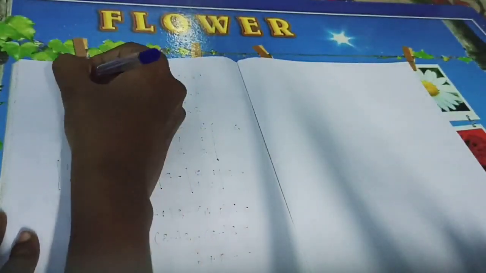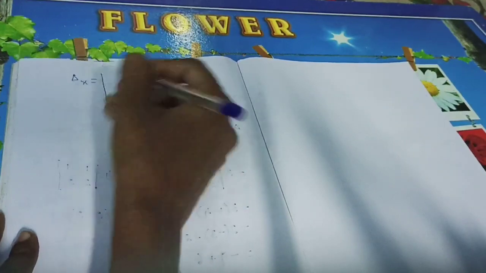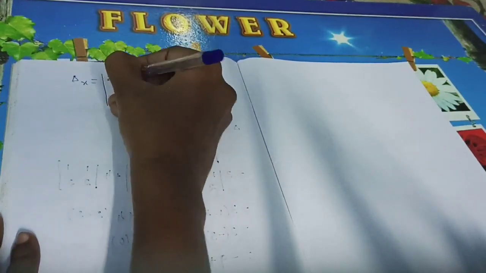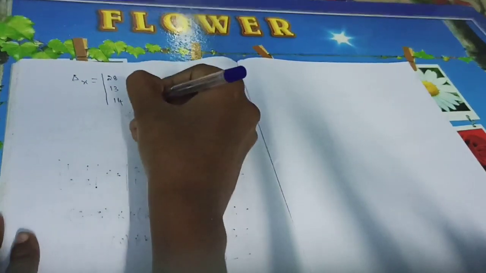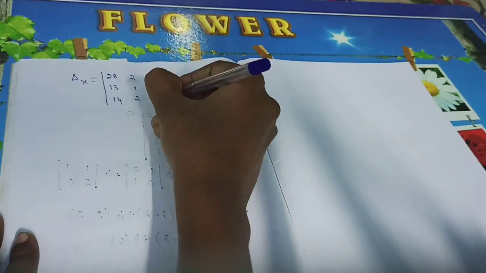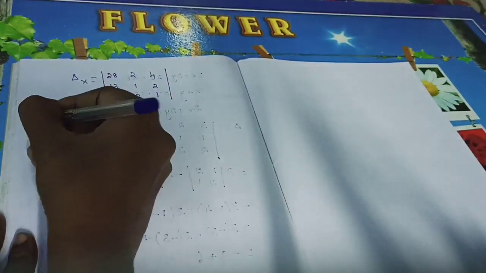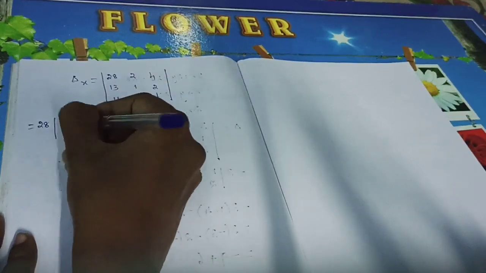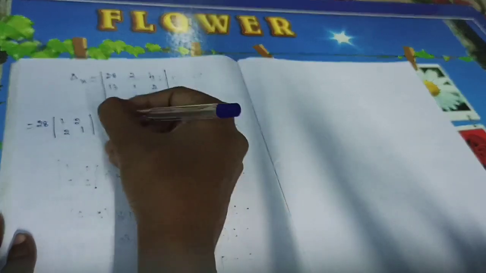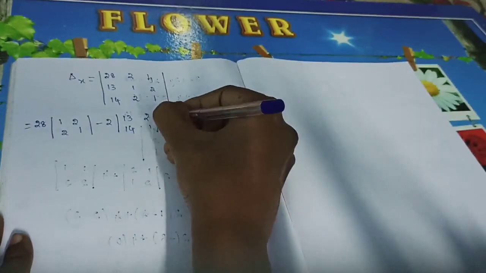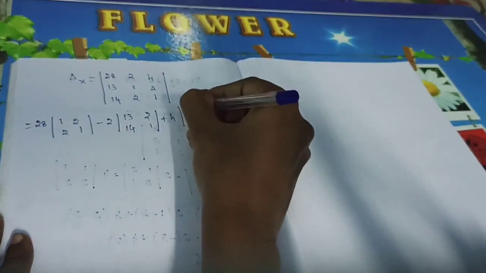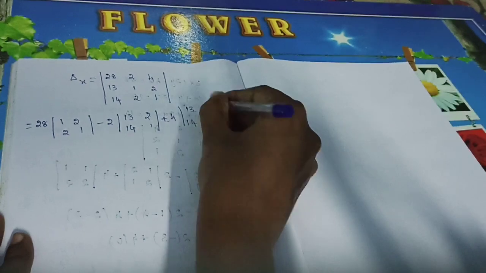Delta x means you need to bring the constants here, that is 28, 13, 14, then 2, 1, 2, 4, 2, 1. Shall we find? That is equal to 28 into this, and this will get cancelled, so you get 1, 2, 2, 1. Same as minus 2 into this, and this will get cancelled, so you get 13, 14, 2, 1. Then plus 4 into this, and this will get cancelled, so you get 13, 1, 14, 2.